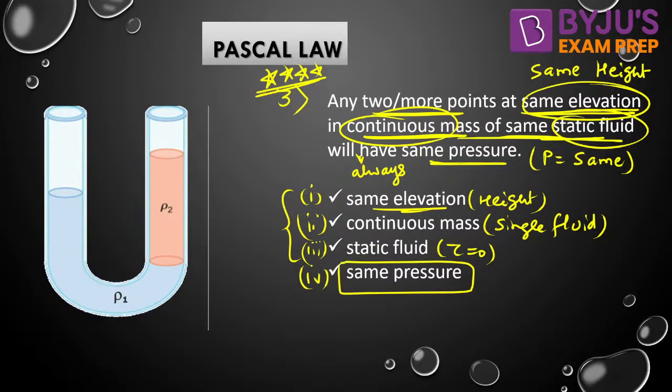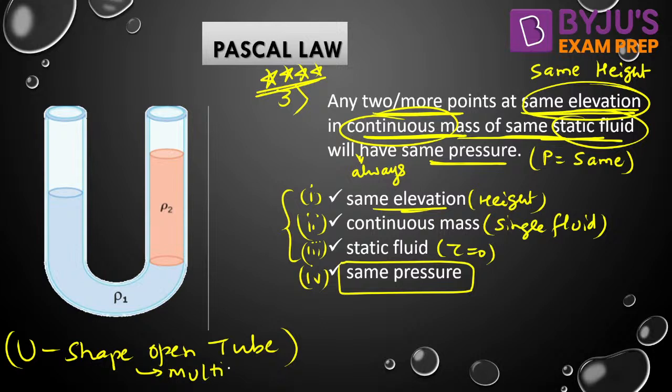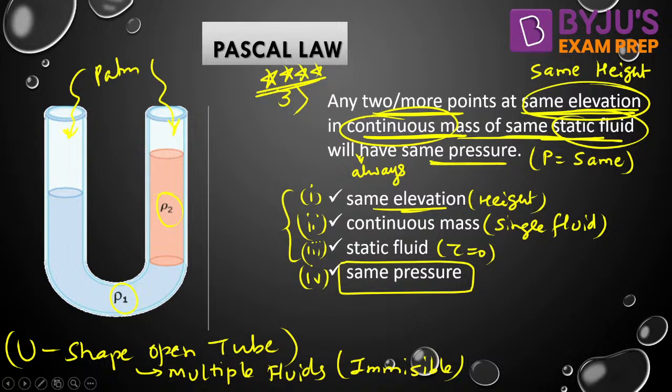So let us take an example to demonstrate this Pascal's law. If we are having a U-shaped open tube, let us say there is a U-shaped tube and it is having multiple fluids. One fluid is rho 1, another fluid is rho 2, and they are immiscible. Right? Both are open to atmosphere. Both the limbs are open to atmosphere. Here pressure is P atm. Here also pressure is P atm. This is the arrangement, let us say.